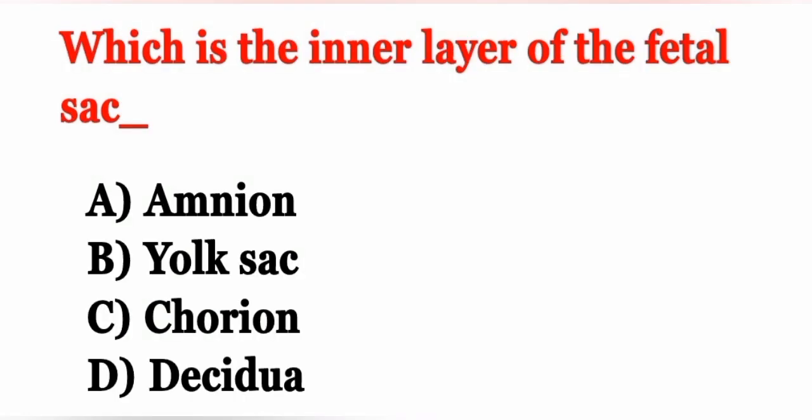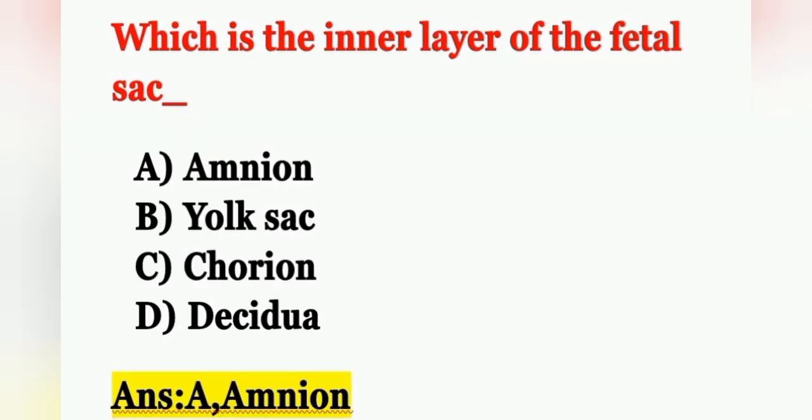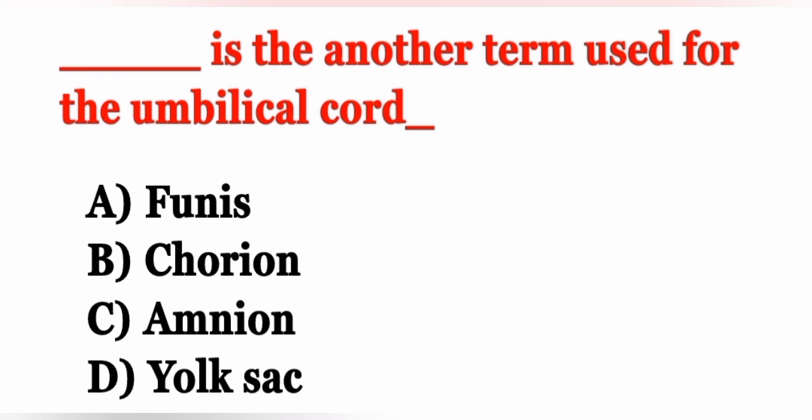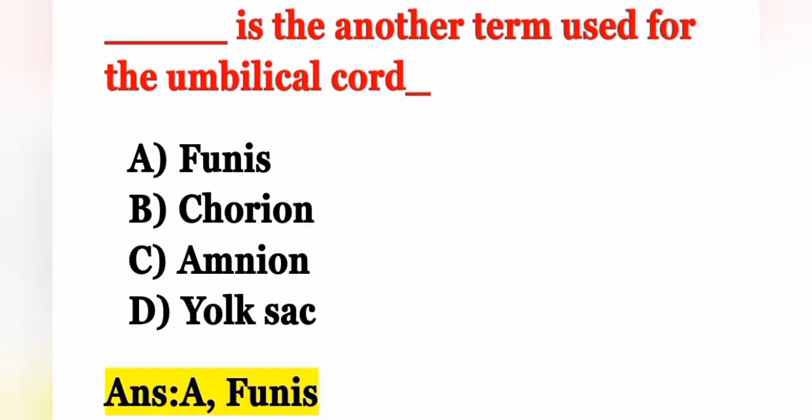The next question: which is the inner layer of the fetal sac? Option A, amnion. Option B, yolk sac. Option C, chorion. Option D, decidua. The outermost layer is chorion and the innermost layer is called amnion. Option A is the correct answer. The next question: what is another term used for the umbilical cord? Option A, funis. Option B, chorion. Option C, amnion. Option D, yolk sac. Another name of the umbilical cord is funis. Option A is the correct answer.